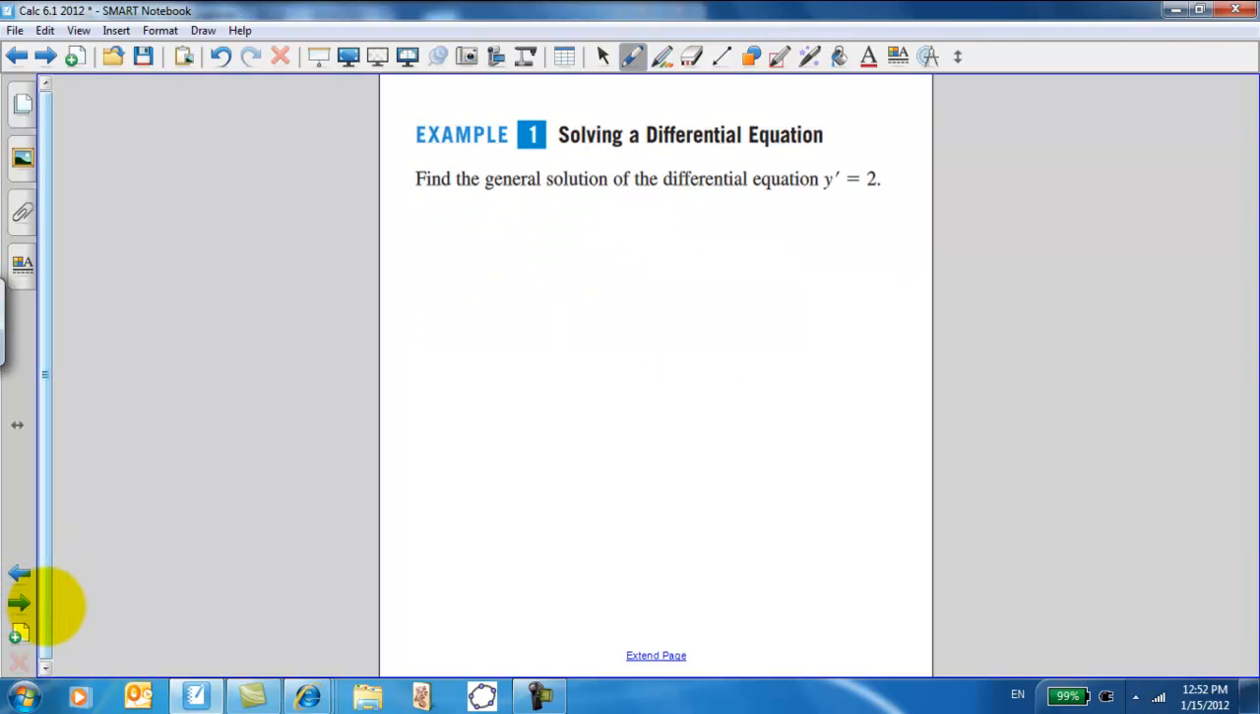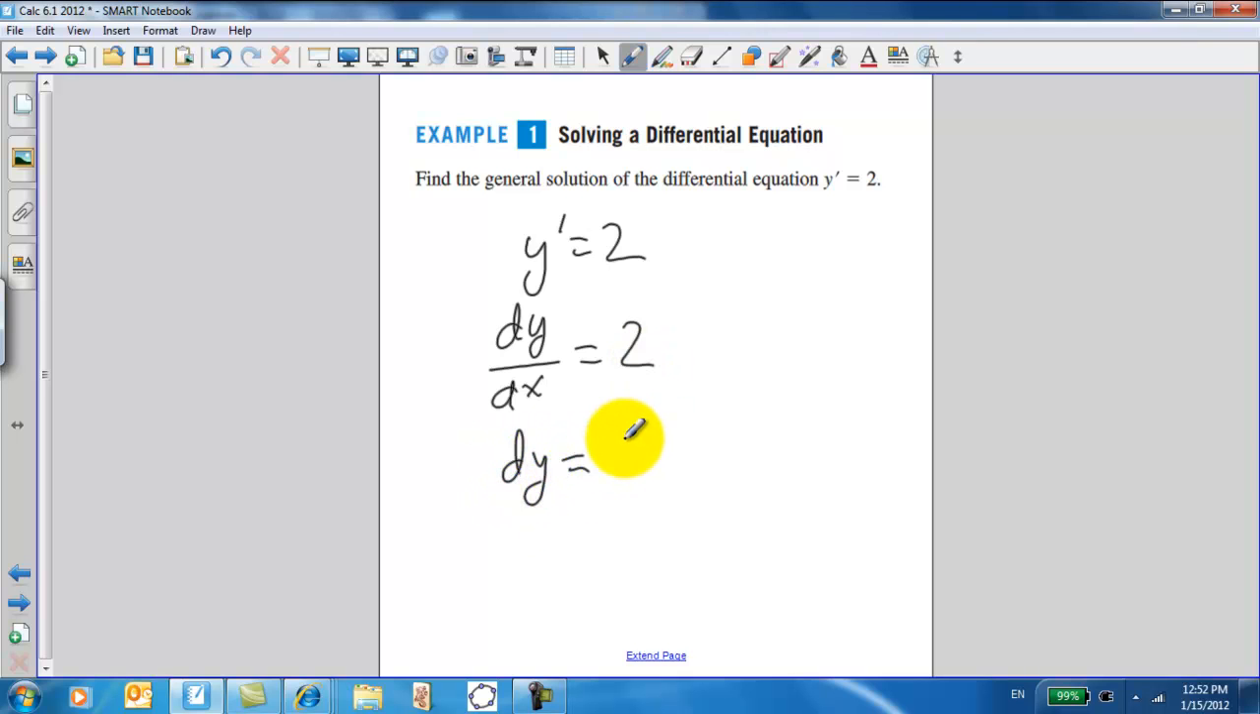Solving a differential equation. Find the general solution of the differential equation y prime equals 2. So we write down y prime equals 2. And so I'm going to take the antiderivative of both sides. Now, get used to this notation. Remember how we said y prime is also dy over dx equals 2? I like to write it this way and put the dx over here, and then take the antiderivative of dy equals the antiderivative of 2 dx.